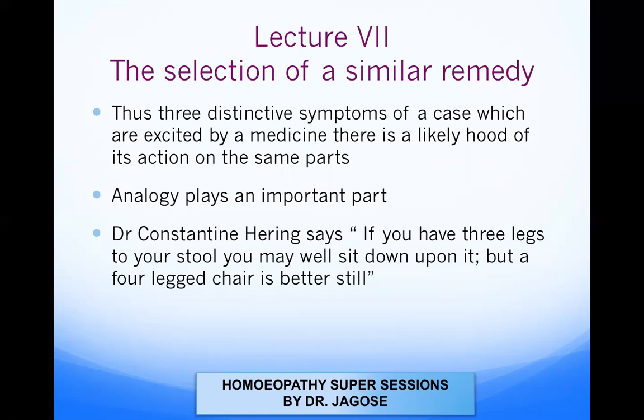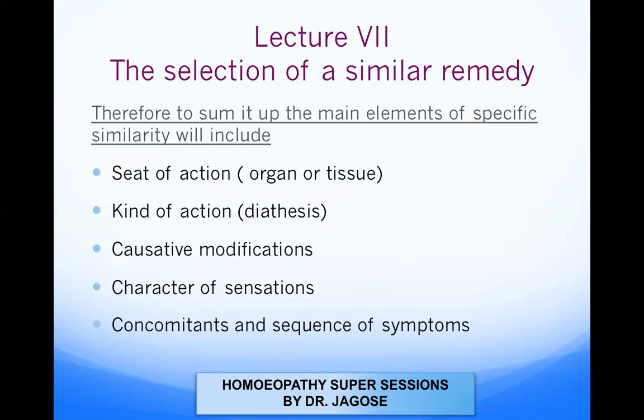And analogy plays an important part. Dr. Constantine Hering says if you have three legs to a stool, you may well sit upon it, but a four-legged chair is still better. That means he says that if you have a case where you have three characteristic symptoms, well, it is quite good. You could find out the remedy. But if you would have four characteristic symptoms, it would be still better because it will be still easier to find out the remedies. This is known as Constantine Hering's three-legged stool.